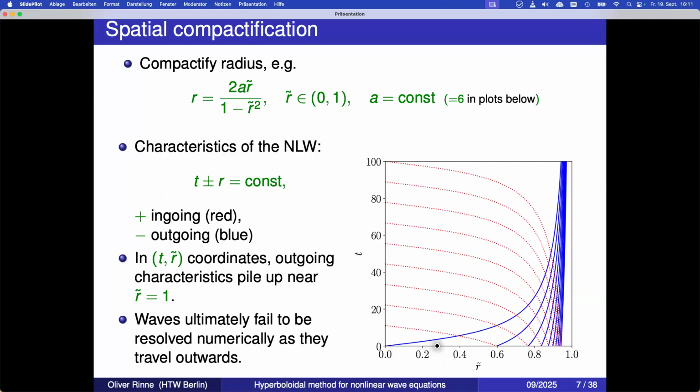And then you can see for the outgoing characteristics, they all tend to pile up here towards r tilde equals 1, so at infinity. And this is a problem because for outgoing waves, now this wavelength, as seen with respect to this unphysical r tilde coordinate, decreases towards 0. So eventually the waves fail to be resolved numerically if you have a finite numerical grid. So you will also have to deal with spurious reflections and loss of accuracy as the waves travel outwards. So this is not a good solution.